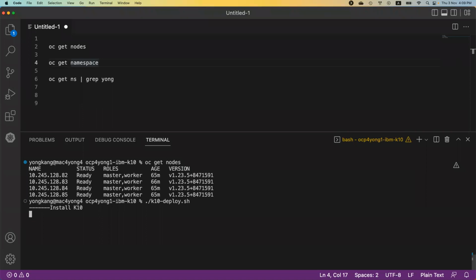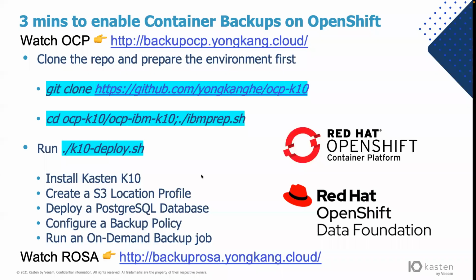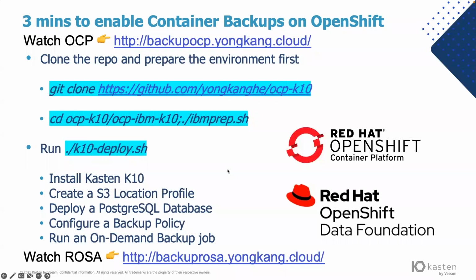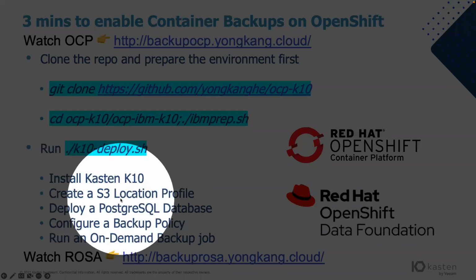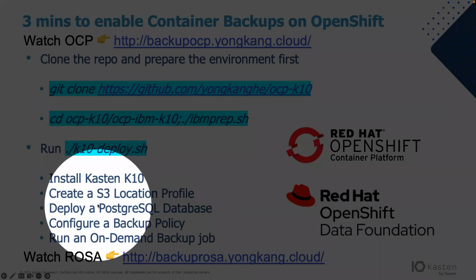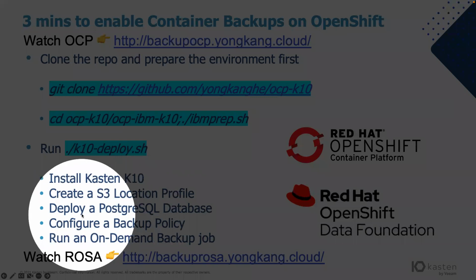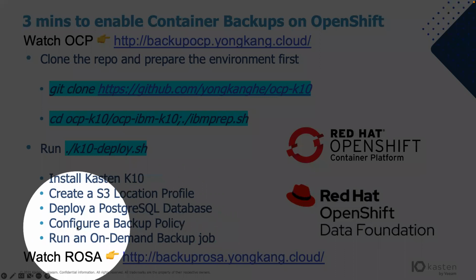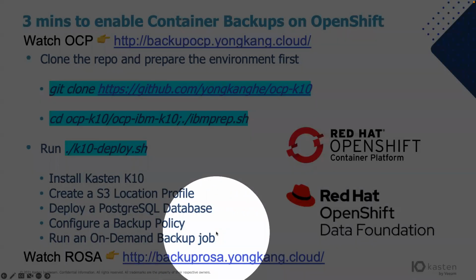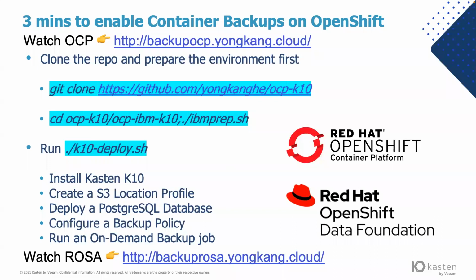While I'm running the job, let me come back to the slide to show you what we are doing right now. We just kicked off the command K8SUG. We're going to install Kasten K10 and create the S3 location profile. In this case, I was using IBM Cloud Object Storage. I also deploy a sample database and configure the backup policy, followed by running the on-demand backup jobs. All of these typically complete in about 3 minutes. Let's see how it goes.